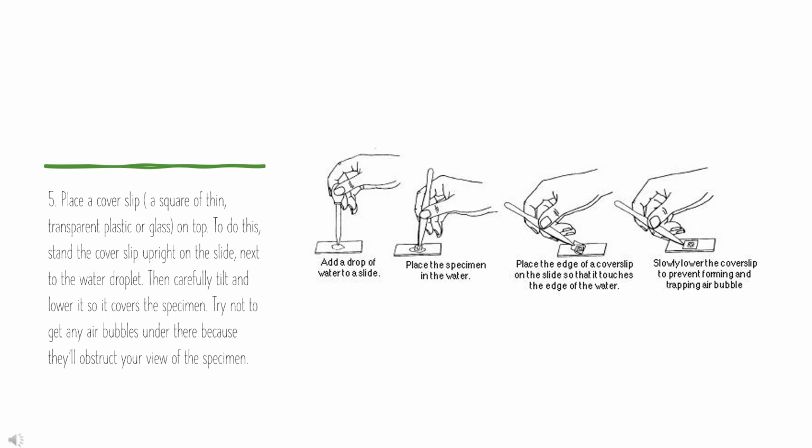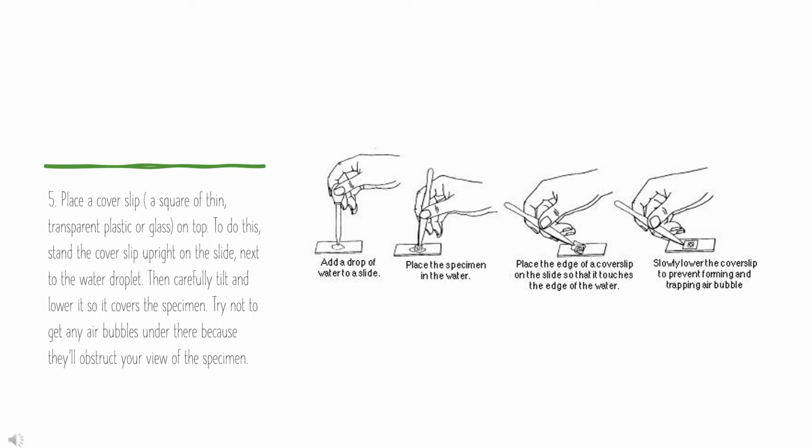Okay guys, and now we have to place a cover slip on top. A cover slip is a square of thin transparent plastic or glass. To do this, stand the cover slip upright on the slide next to the water droplet. Then carefully tilt and lower it so it covers the specimen. Try not to get any air bubbles under there because they'll obstruct your view of the specimen.